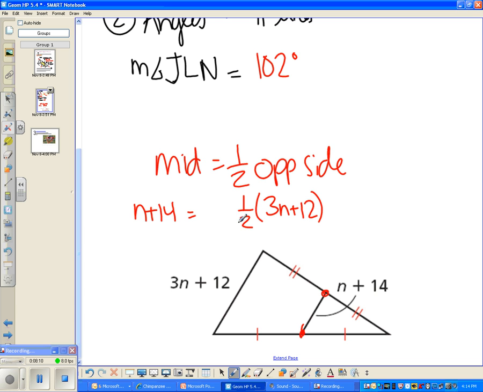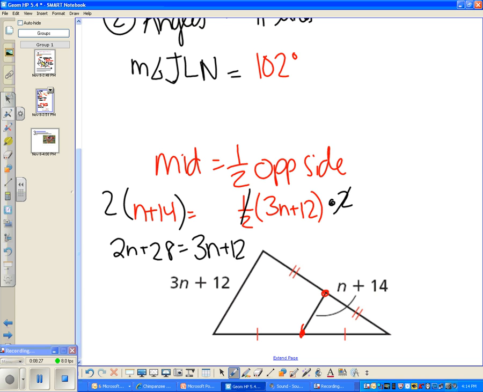So you can use this formula, and if you want to distribute that 1/2, you're more than welcome to, but I like to get rid of my fraction, so I'm going to multiply both sides by 2. That gets rid of my fraction, and now I'm left with 2n plus 28 equals 3n plus 12, and then I can solve from there. And then do follow the directions. I didn't give you any directions, so solving for n should be fine. Or you can plug it in and solve for a side length, whatever I'm asking you to do.